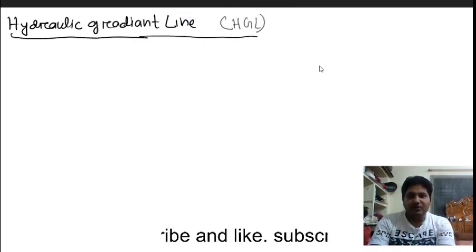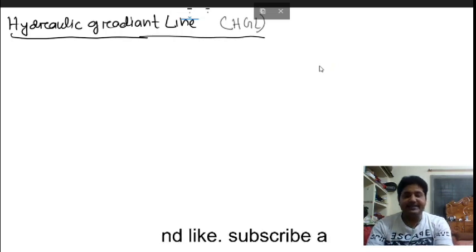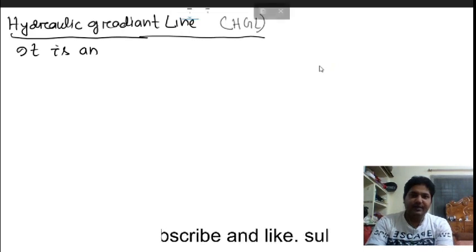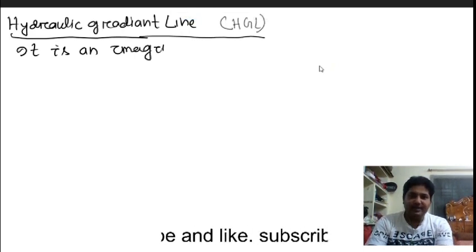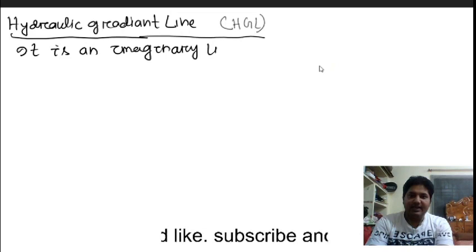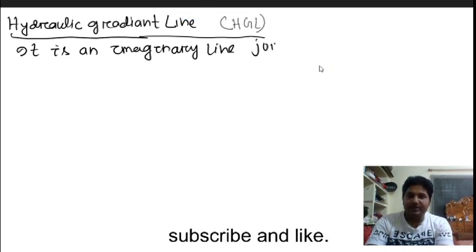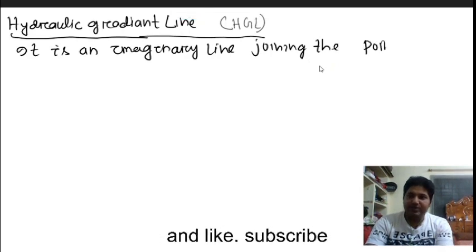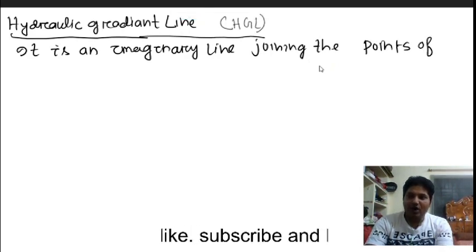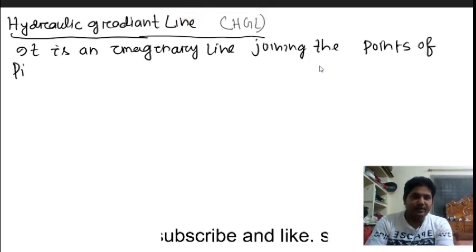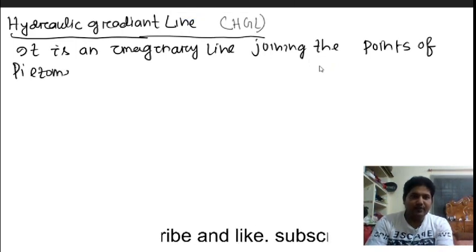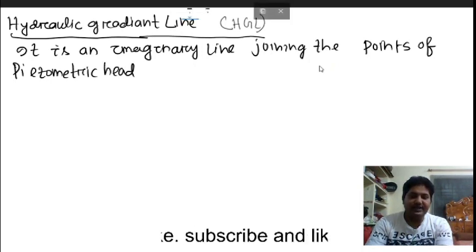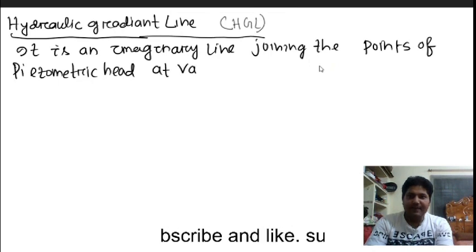Hydraulic gradient line can be defined as an imaginary line joining the points of piezometric heads at various sections of the pipe.